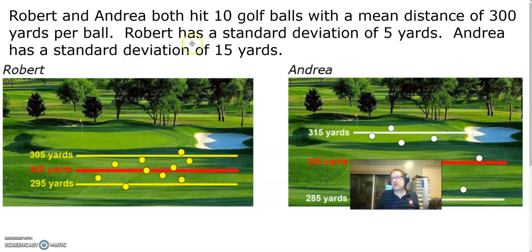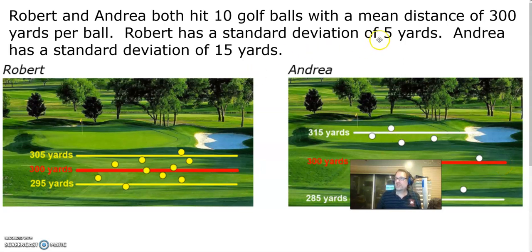So Robert and Andrea both hit 10 golf balls with a mean distance of 300 yards per ball. What that means, Robert went and he hit 10 golf balls. They measured the distance of every golf shot and they added it up, divided by 10, and they found out that it was 300 yards. So on average, Robert hit 300 yards on every shot. Andrea also hit 300 yards.